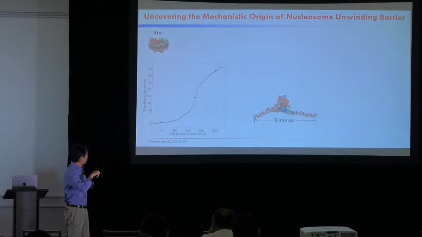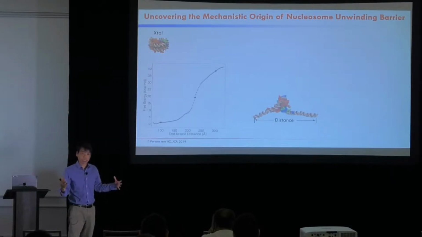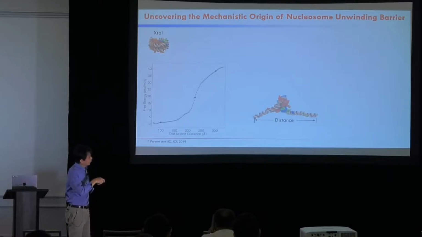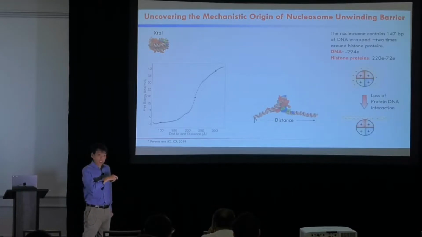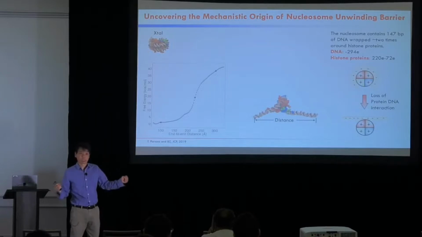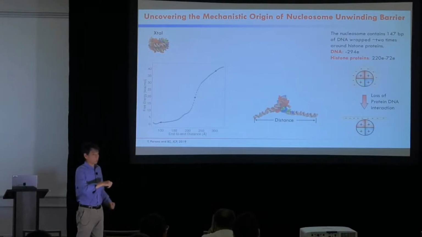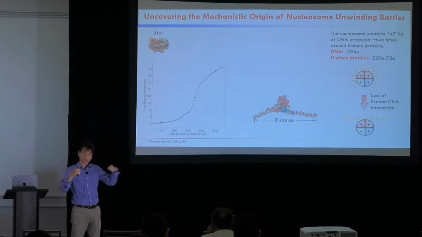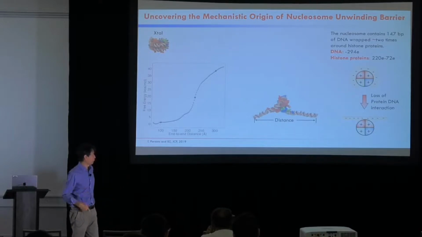Remember, in the crystal structure, the DNA is fully wrapped for about 2 rounds around the histone proteins. So what you see here is that the free energy increases more or less monotonically as the DNA unwraps from the histone protein, which is reasonable because we know that the DNA is negatively charged and the histone protein is positively charged. So the complex is quite stable, and it's stabilized by electrostatic interactions.